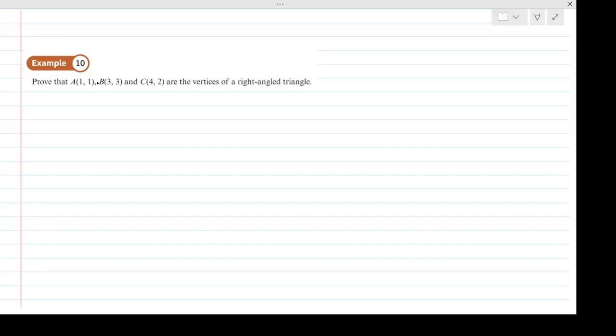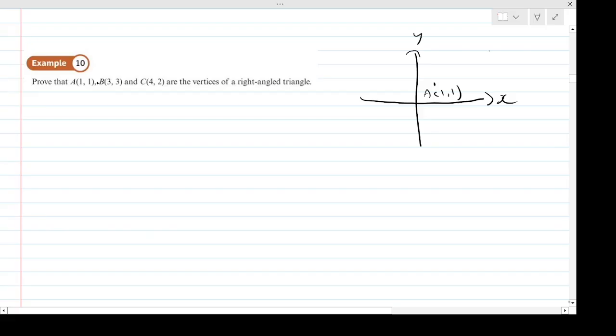And the strategy is, firstly, with points, just plot them and see what you're working with. So it's the first thing to do. So we have an axis, x, y. So A is at 1, 1. There we are. And then B is at 3, 3, so that's going to be up there somewhere. And C is at 4, 2, so that's going to be there somewhere.